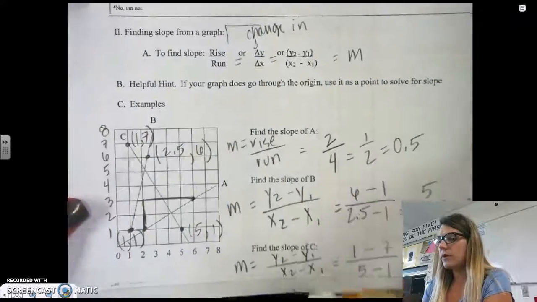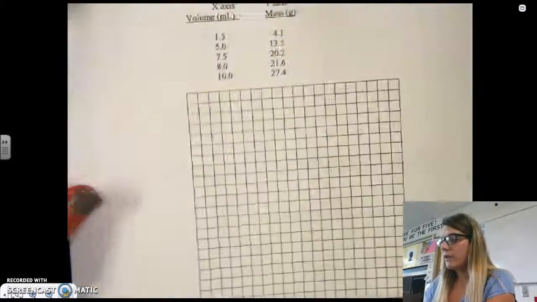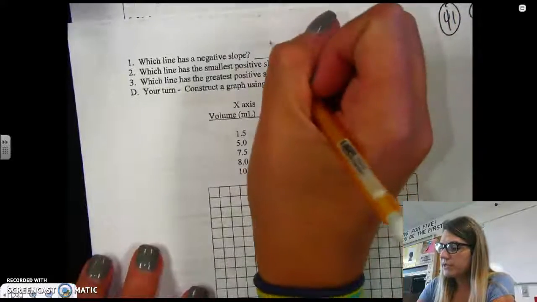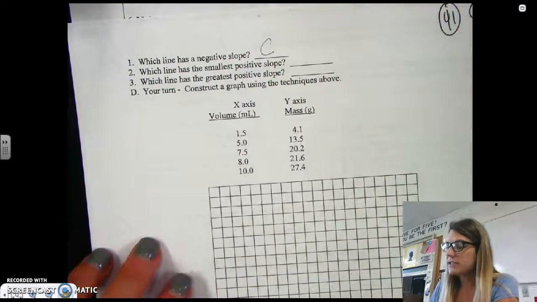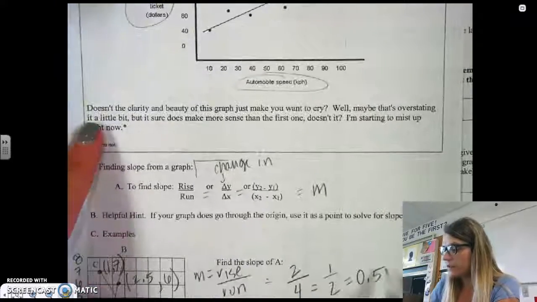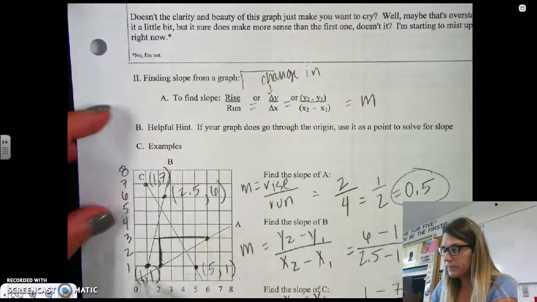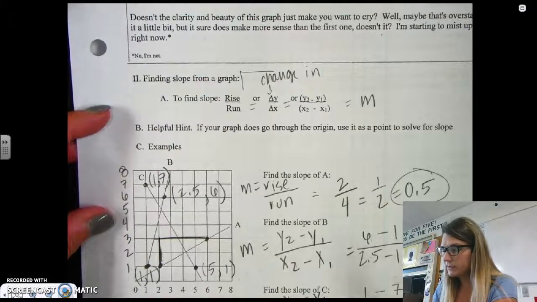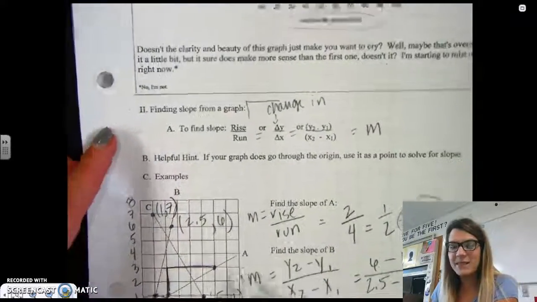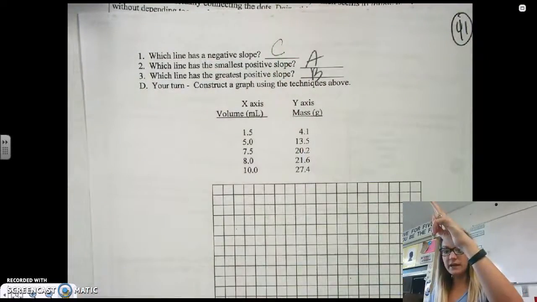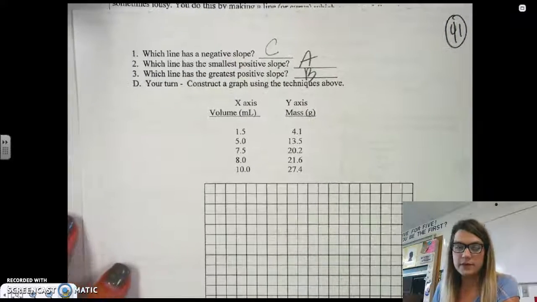So let's answer a couple of questions based off of this graph, okay? First it says, which line has a negative slope? Hopefully you said C. Which line has the smallest positive slope? That's going to be line A. Notice how it's not as steep as B, and that's why it has a smaller slope. So A has the smallest positive slope, where B is very steep, like a hill, and that means that it has the greatest positive slope.